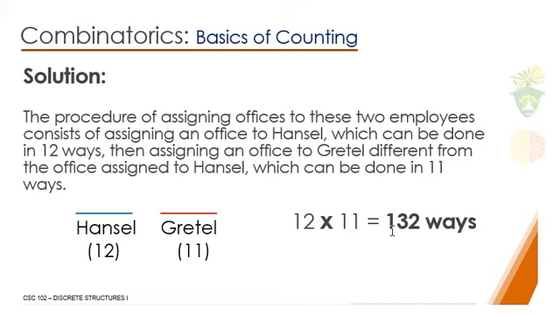So we have 132 ways. There is also an explanation here. The procedure of assigning offices to these two employees consists of assigning an office to Hansel, which can be done in 12 ways. Then assigning an office to Gretel different from the office assigned to Hansel, which is 11 ways.